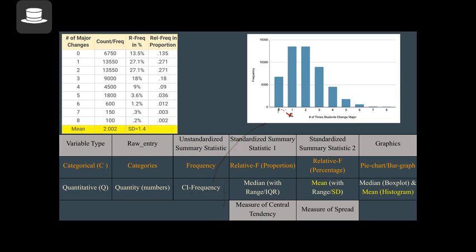In other words, frequency is not an important thing for a quantitative variable. What is more important is that you will measure the mean and the standard deviation, and you use the histogram. Okay, so I think that is good enough of a primer for you to quickly rekindle your understanding of the descriptive statistics that you have learned in your high school.